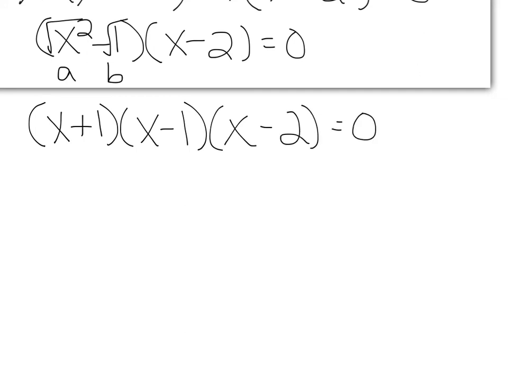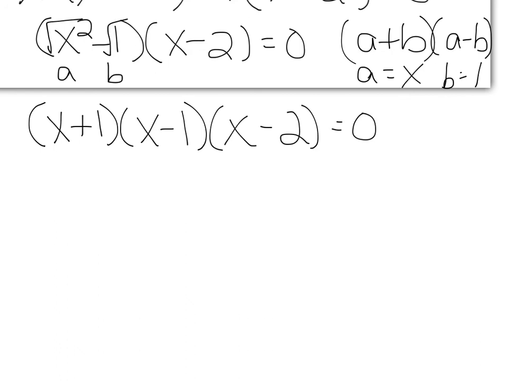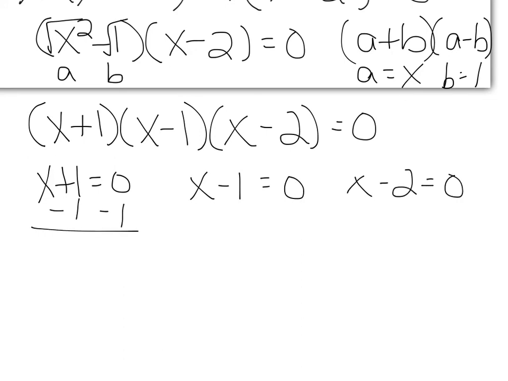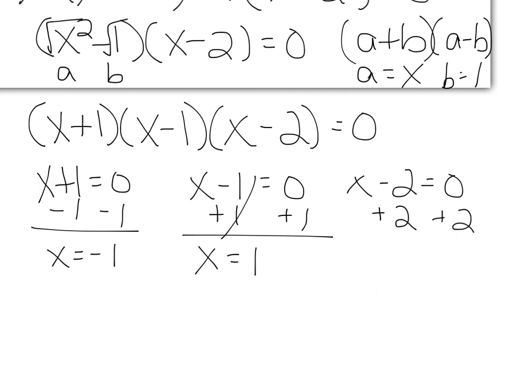Because remember, difference of squares is a plus b times a minus b. And in this case, a is x and b is 1. So that's where I got x plus 1 and x minus 1. Then you set each one equal to 0. Subtract 1 from both sides, you get x equals negative 1. Add 1 to both sides, you get x equals 1. Add 2 to both sides, you get x equals 2. So your solution set is negative 1, 1, and 2.